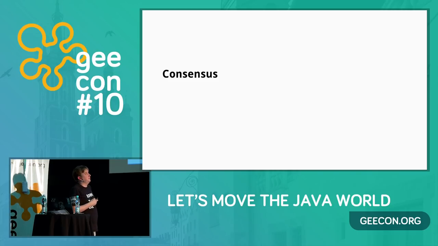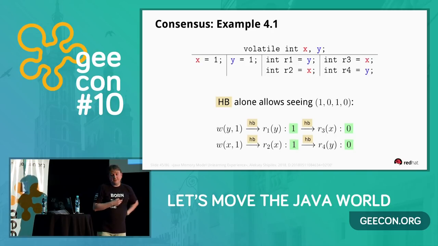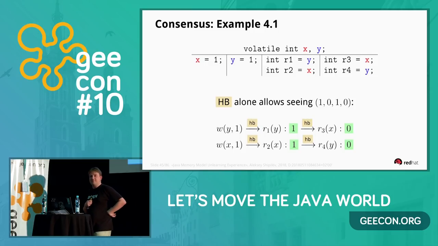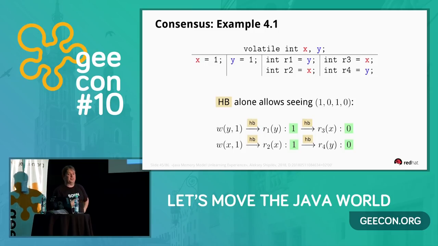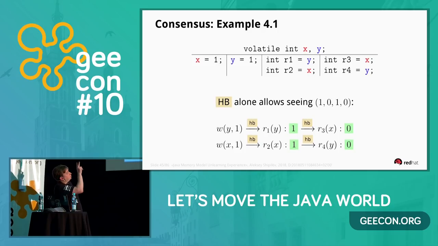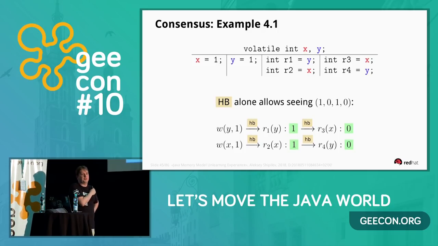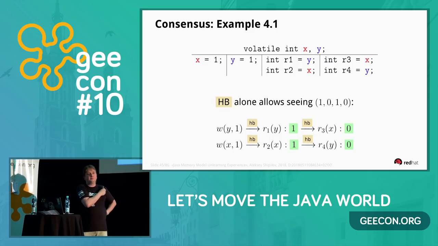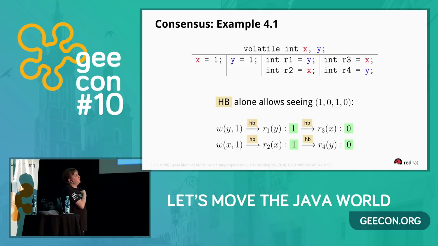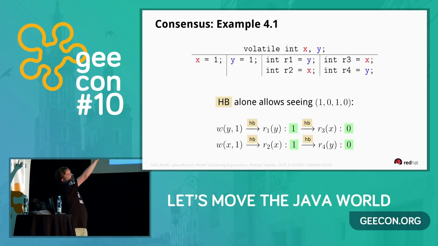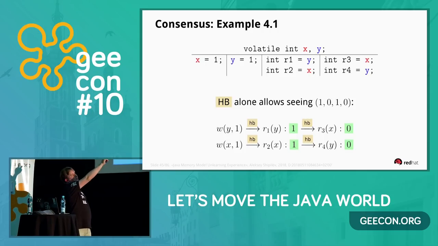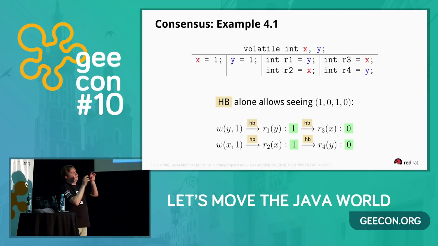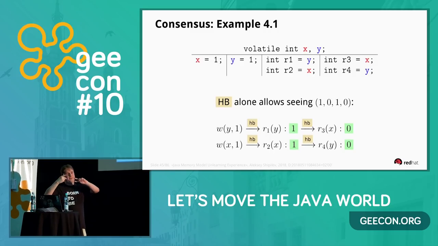Consensus is a weird one, because if you study programs like this, when you have four threads, and two of those threads just store the value of y and x, and the other two just read it, it turns out that it would be surprising to see one and one, and then see zero and zero. It looks as if the other two threads have seen the updates to x and y in different order, right?